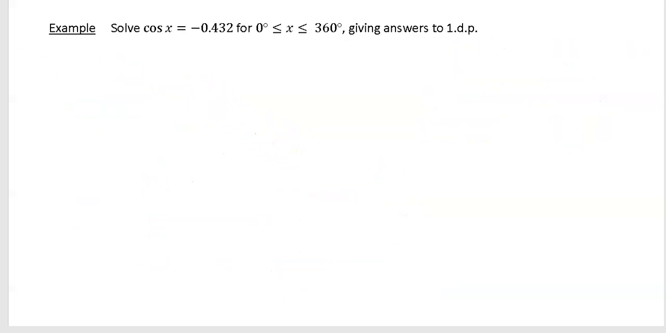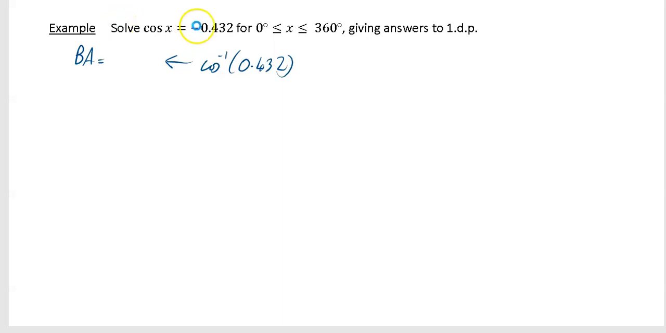Okay, this example says solve cos x is equal to minus 0.0432, giving your answers to 1 decimal place. So in this one, we're going to say BA. I'm not going to write it down, but BA, remember, stands for basic angle. And how I've got this basic angle, this is very important. It is cos to the minus 1 of 0.432.